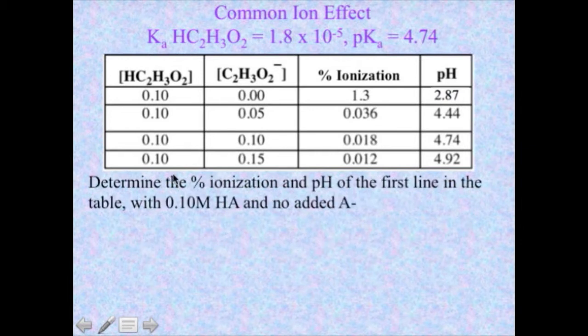Well, let's try the first line in this, where we have 0.1 molar of acetic acid. We don't have any extra added conjugate base, and we want to calculate the percent ionization and pH to see if they agree with these numbers. So turn the playback off, try it, and come back and we'll do it.